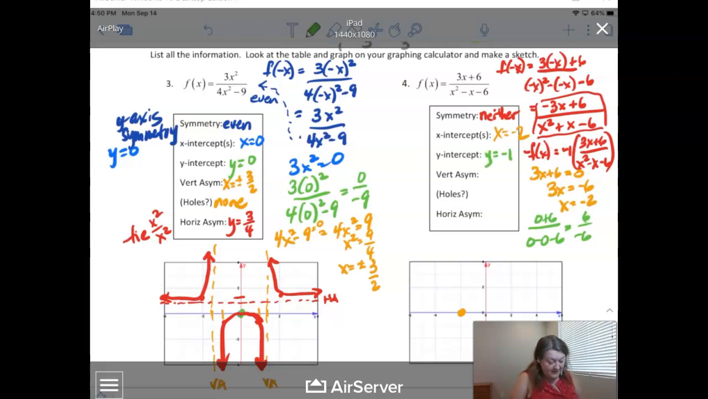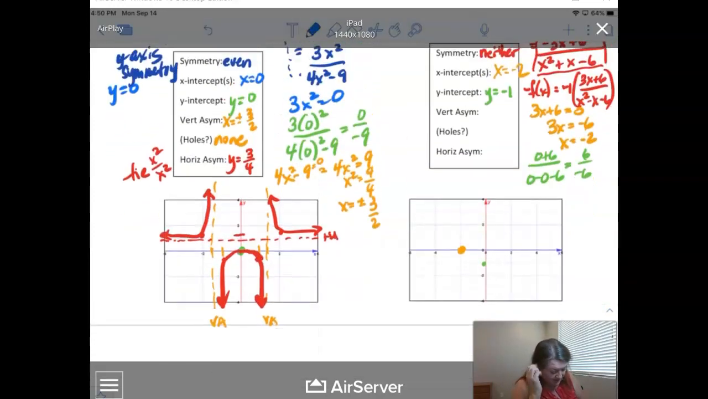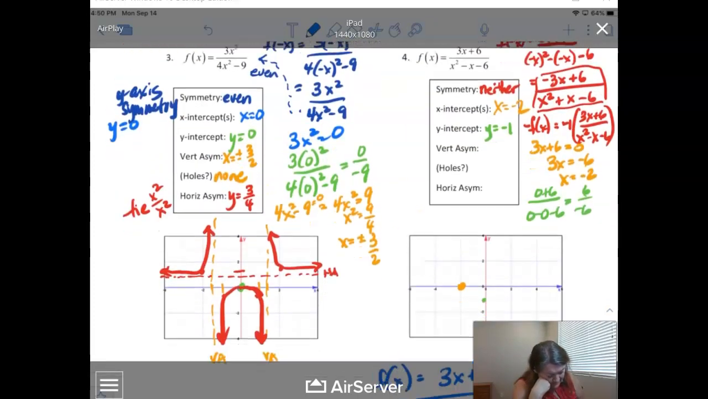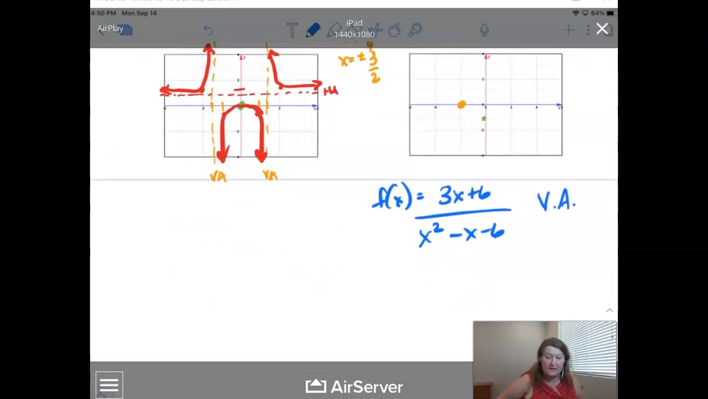Okay? Vertical asymptotes. I'm going to have to move down a little bit to set the bottom equal to 0. So I'm going to go down into this blank space and recopy the function real quick. So I have f of x equals (3x plus 6) over (x squared minus x minus 6). And I'm supposed to be looking for VAs, which means set the bottom equal to 0.